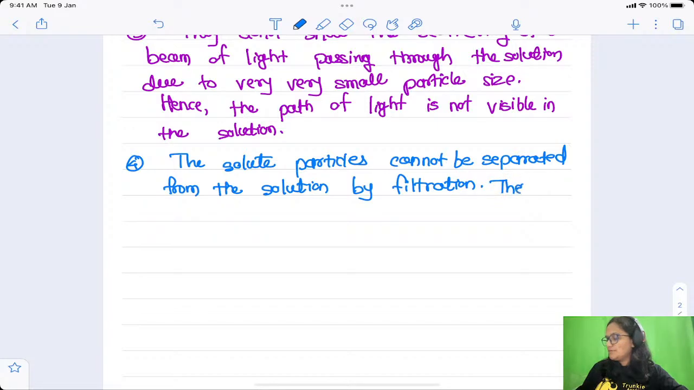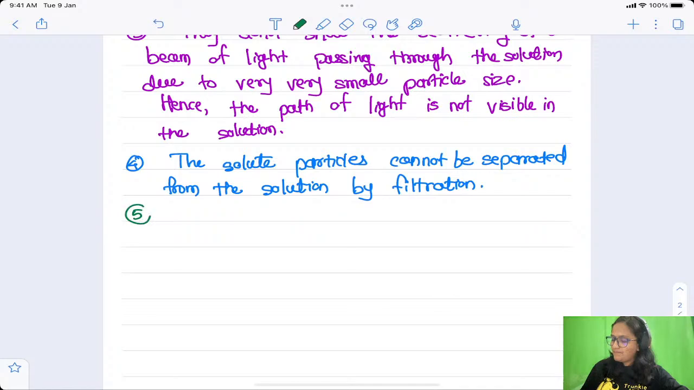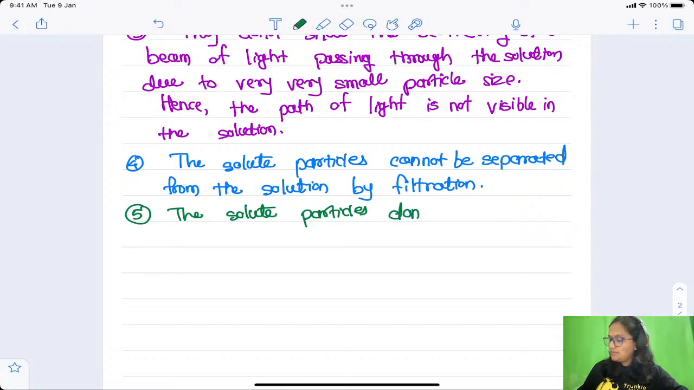Therefore, and one more thing, the next property: the solute particles do not settle down when left undisturbed.